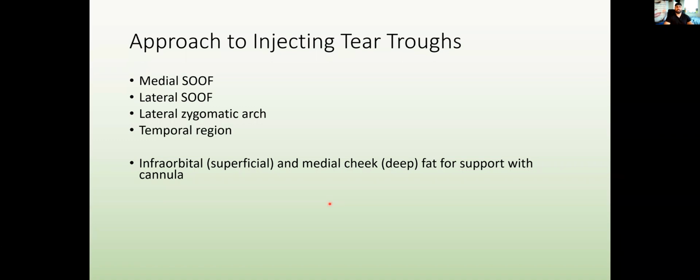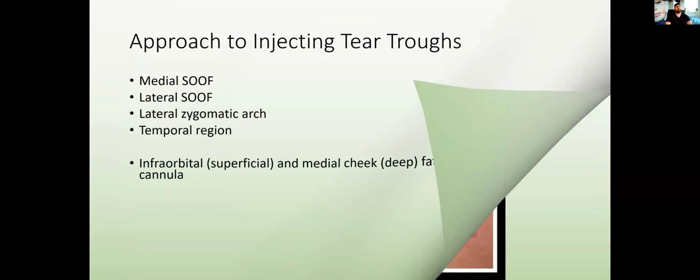Think about injecting the temporal region. If you remember my first webinar, where I talk about temporal rejuvenation, it will help elevate the lateral brow, it will also help elevate your lid, and it will also help elevate the lateral canthus, which we now know from what I've told you, that having a slightly higher lateral canthus is an element of beauty. And we will also then consider injecting the cheeks, which we'll talk about later on.